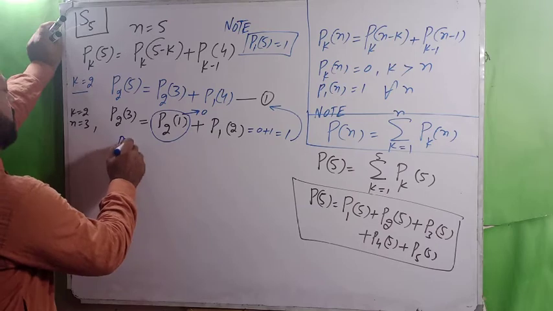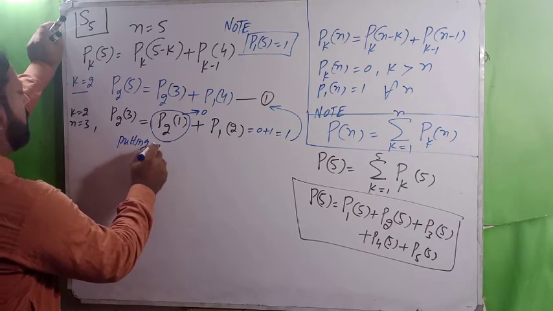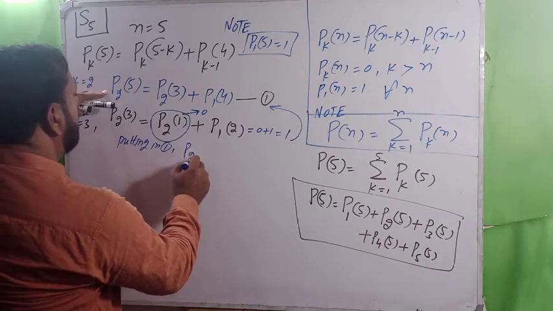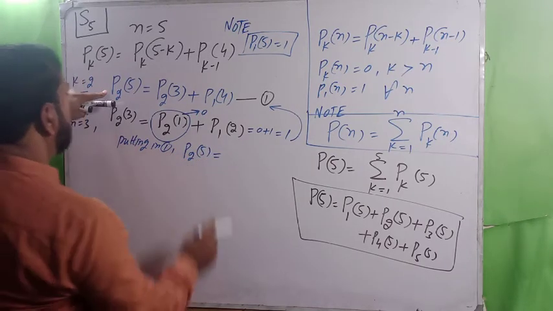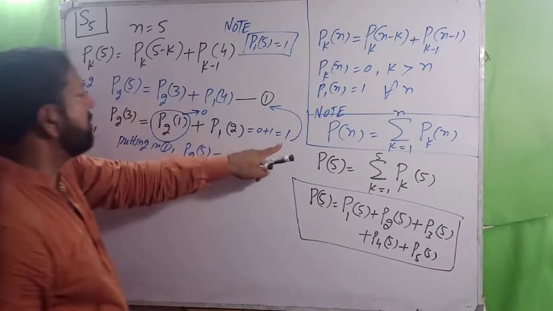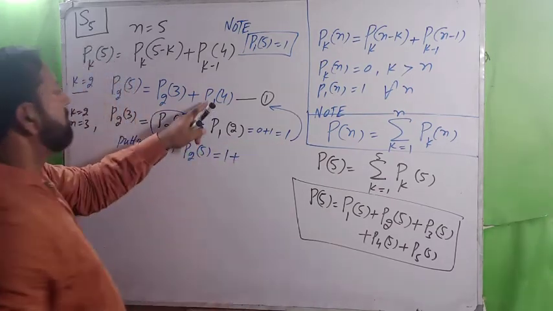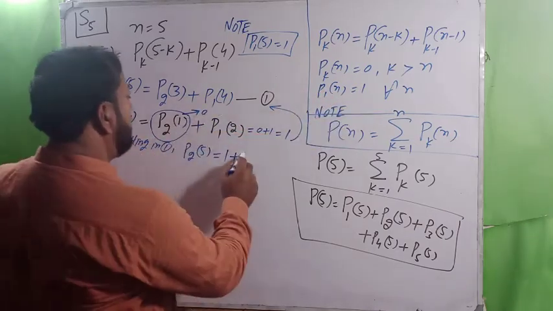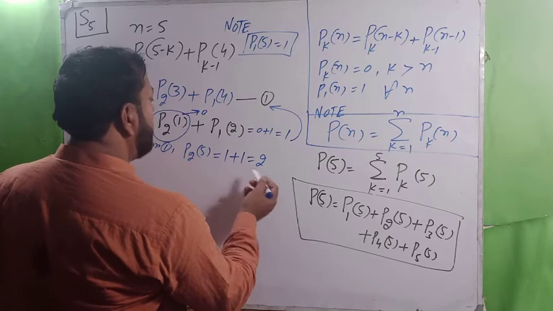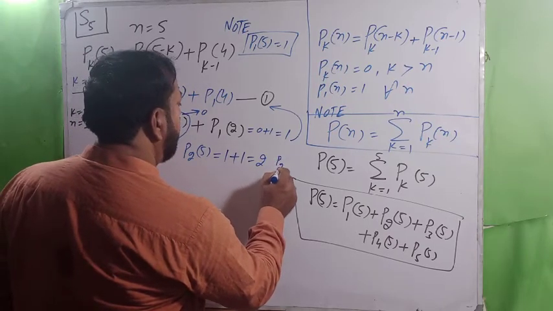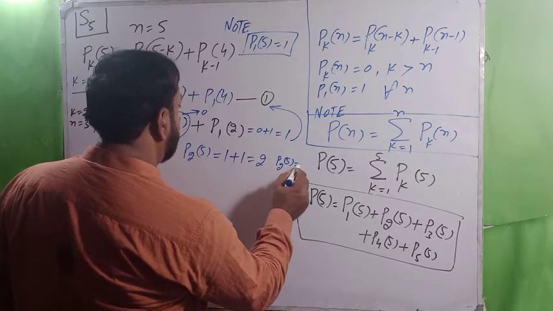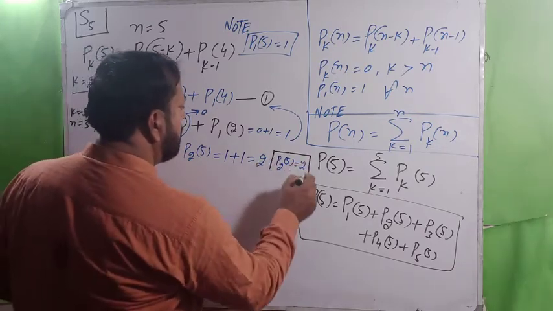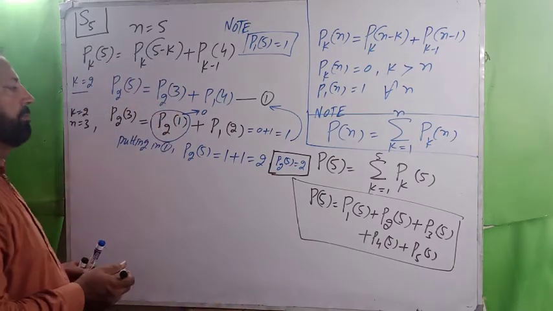Putting in 1, we get P25 is equal to, what is P2,3? P2,3 is equal to 1 plus P1,4, this is 1, since P1,n is equal to 1, so P1,4 is equal to 1, this is equal to 2. So P25 is equal to 2, okay.